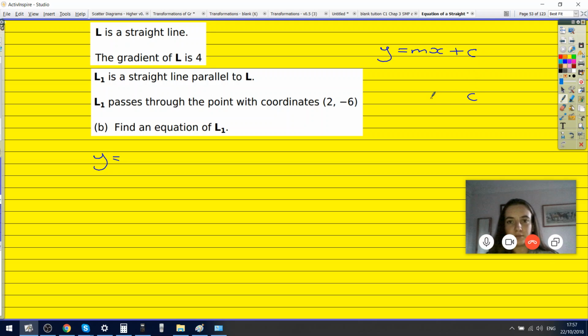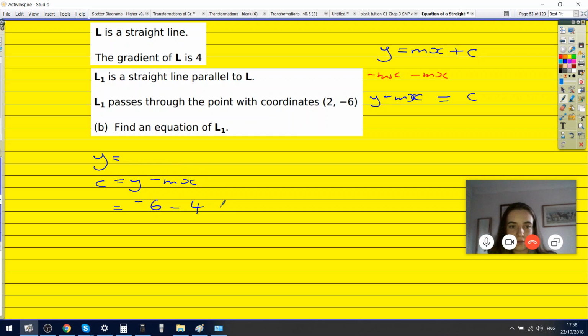What would you get if you rearranged it to be c equals? Y minus mx. Yeah. And so how can you use that for this one to find c? Minus 6 minus 4. So minus 6 minus 4, yeah? It's minus 10.